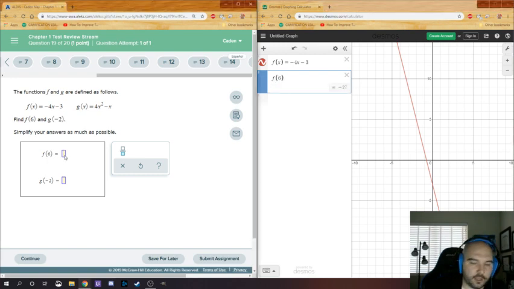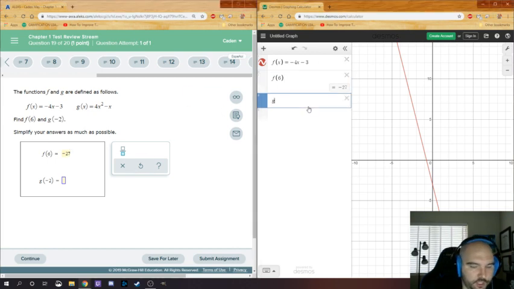Now you could plug in everything you need. You could plug in 6. -4 times 6 is -24. -24 minus 3 is -27. You can do it all by hand. It's okay, but I just used Desmos to do the operation for me.